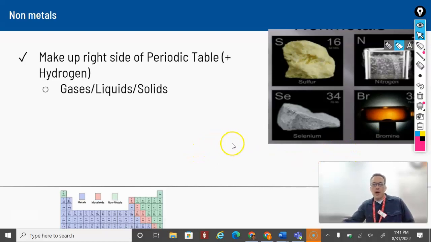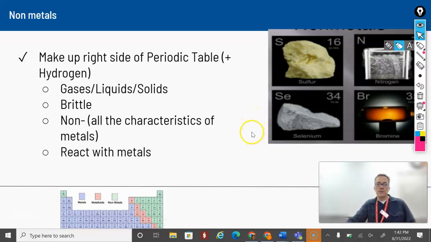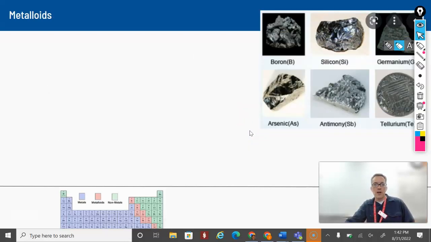Nonmetals are the opposite of metals, basically. There are some that are solids, but by and large, they're gases and liquids. They tend to be brittle. They're non-everything else. So they're non-malleable, they're non-ductile, they're generally non-conductive. All the things that metals do, nonmetals don't, hence the name nonmetal. They will react with a metal, though, and that means a metal would also react with a nonmetal, and we'll spend a lot of time in the coming unit talking about metals and nonmetals reacting.